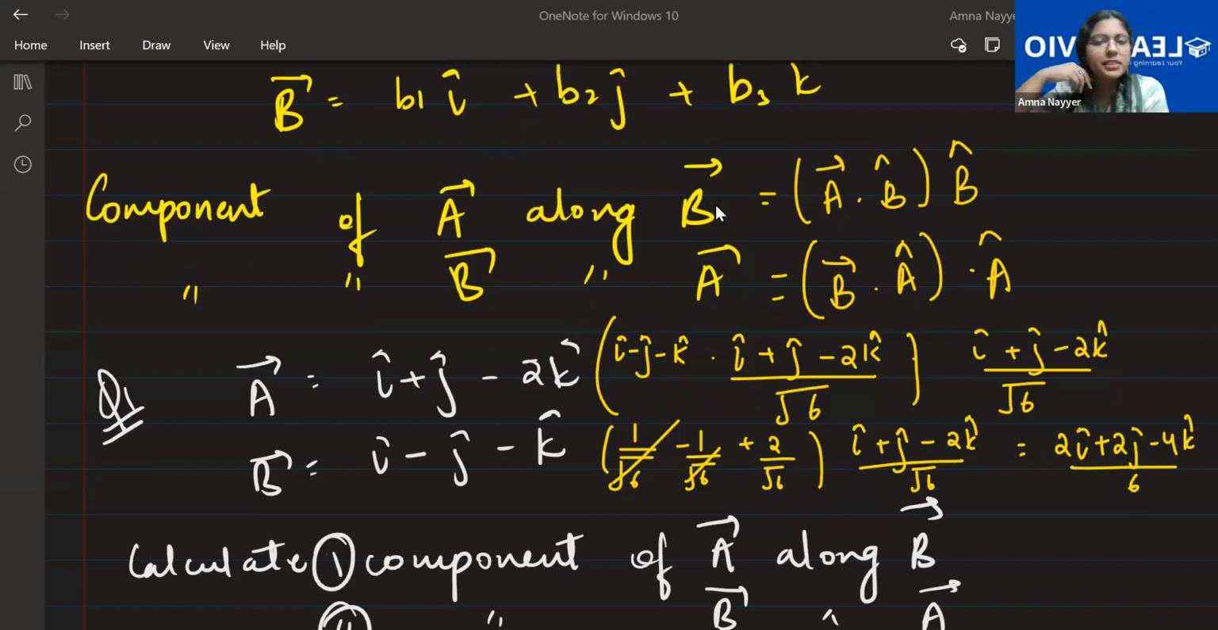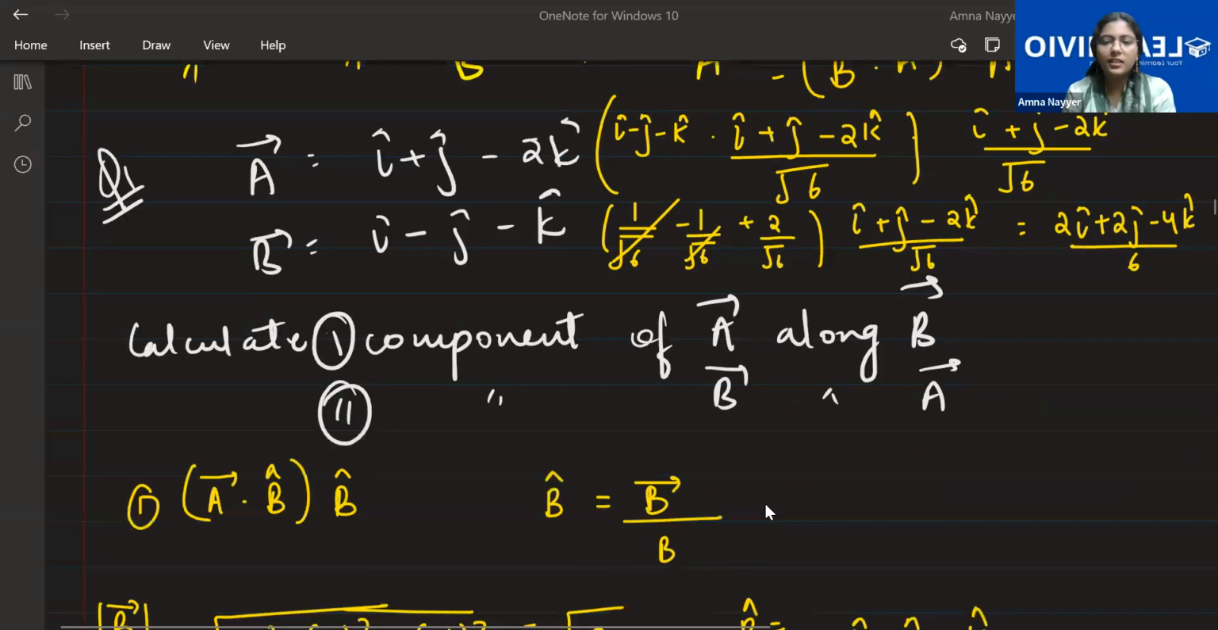Neha, you have checked. What was the mistake, by the way? What did you do? I took the vector A multiplication instead of vector B. I wrote the formula correct, but instead of substituting vector B, I put vector A. Okay.